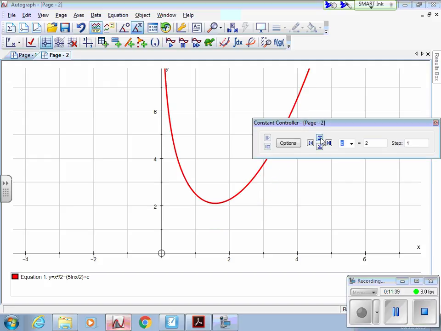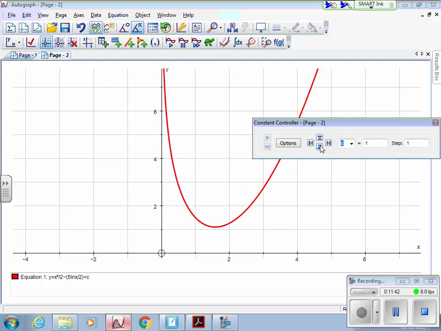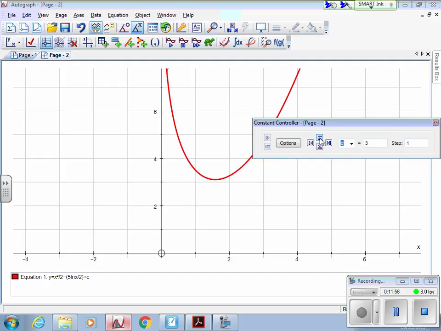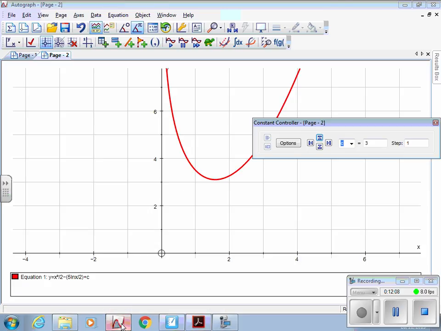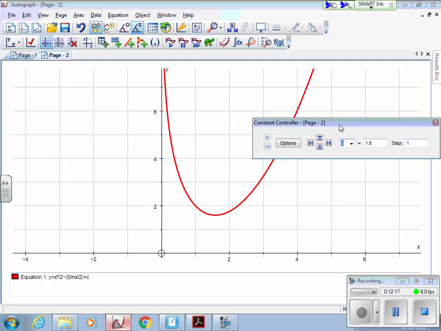So if we change the value of c in this, then that's actually going to change not the shape of the function, but the position of the function. So in other words, again, if I want to know, well, what's the value of the function when t equals 2, I look across. Well, that's no good, because for the general solution, that could have any value. So I need to have the particular solution. In other words, I need to calculate what c is, and in this case, it turns out to be 1.5. So if I go back to autograph now and change that to 1.5, then I've got my particular solution, and now I can use this function to get values for theta.